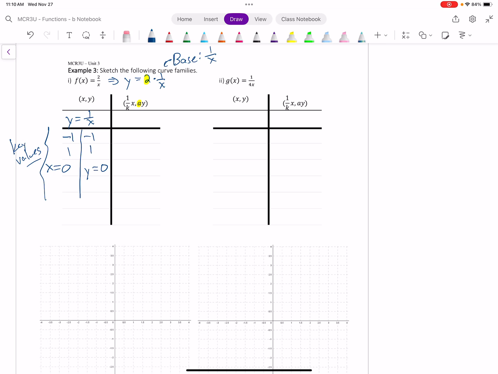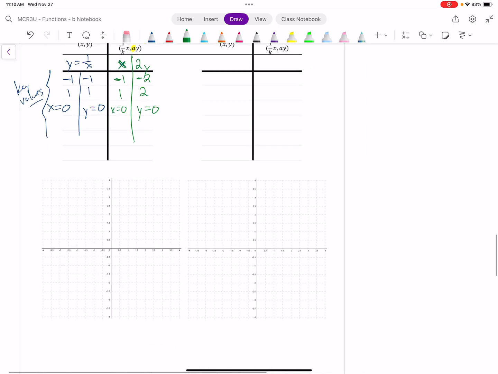The a value is going to affect those. Do this in green, by multiplying always the y's. So my x's stay the same, -1, 1, x is 0. But my y's I multiply by 2. So I got -2, 2, and 0 times 2 just remains 0.